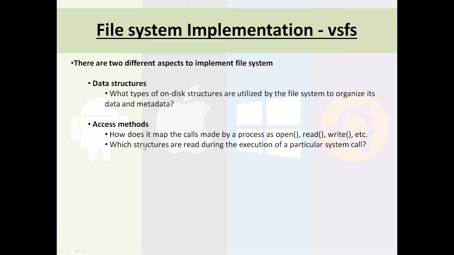Now, the second aspect of a file system is its access methods. How does it map the calls made by a process, such as open, read, as well as write, onto its data structures? So how does it use these calls to actually access the data? Which structures are read during the execution of a particular system call? Which are written? How efficiently are all these steps performed? These are all the questions that need to be solved in this access methods aspect.